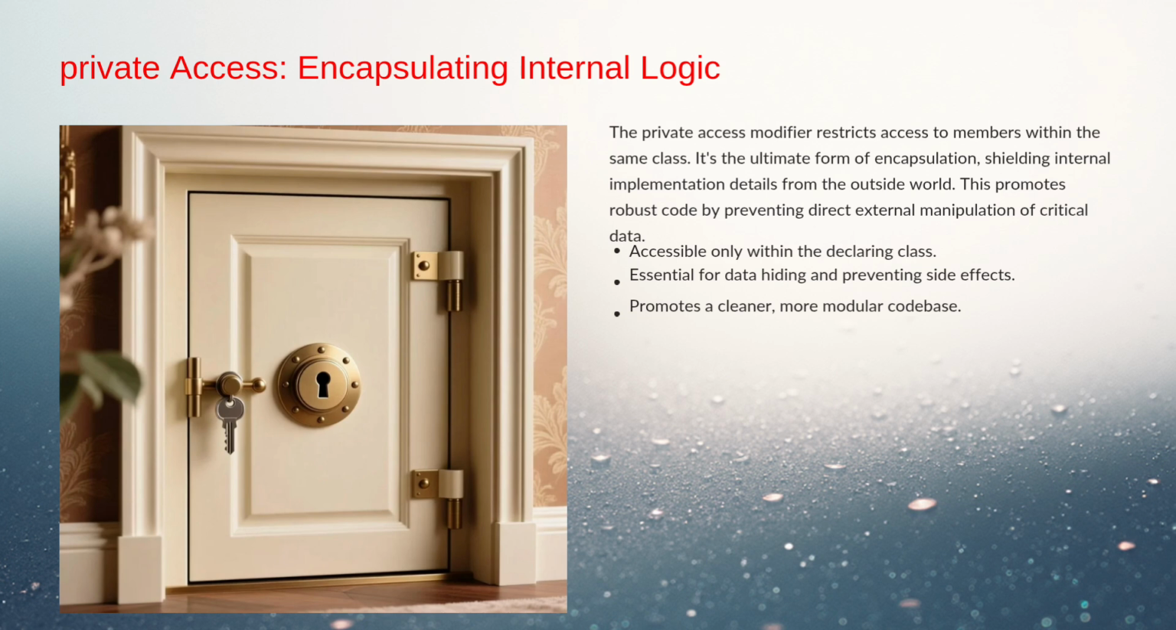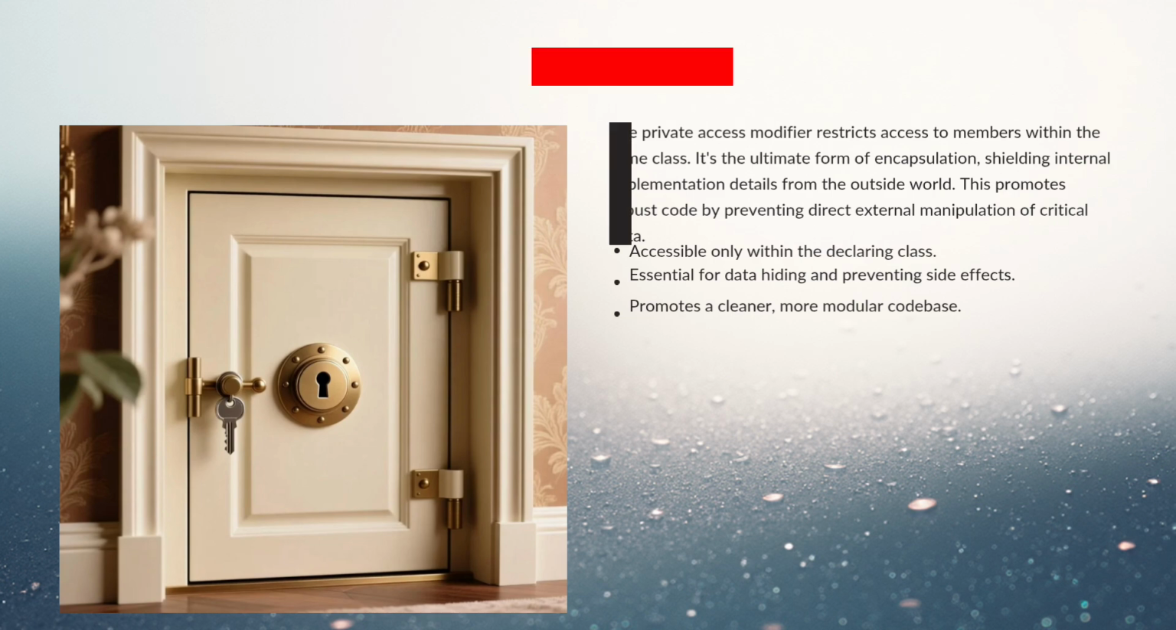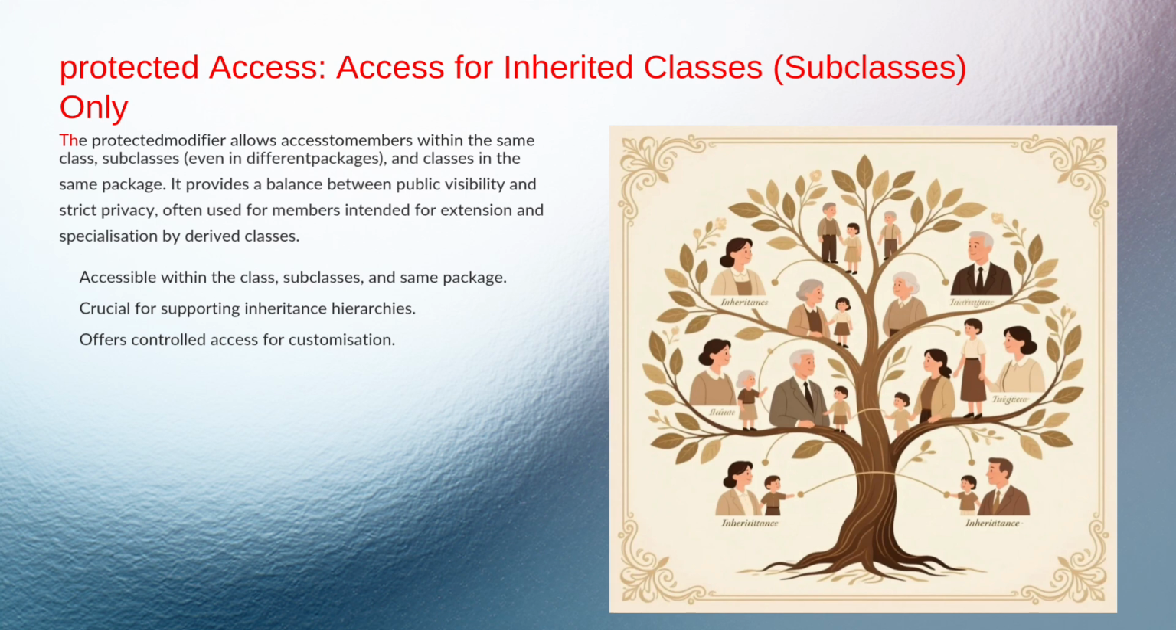Protected access: access for inherited classes, subclasses, only. The protected modifier allows access to members within the same class, subclasses, even in different packages, and classes in the same package. It provides a balance between public visibility and strict privacy, often used for members intended for extension and specialization by derived classes. Accessible within the class, subclasses, and same package.